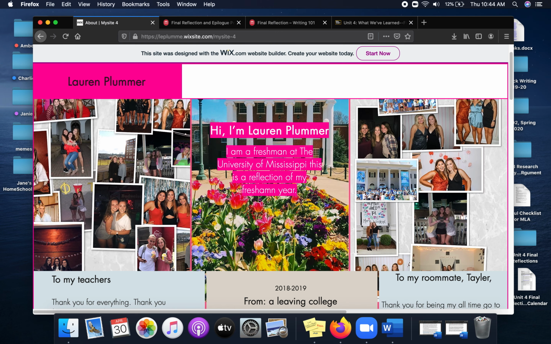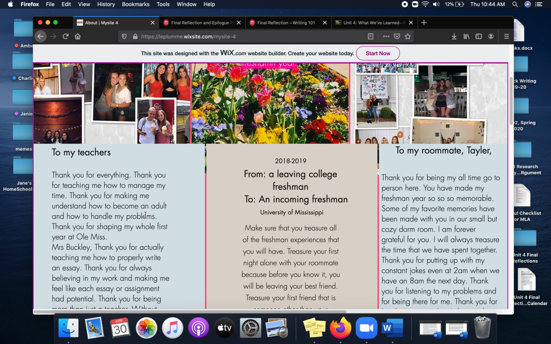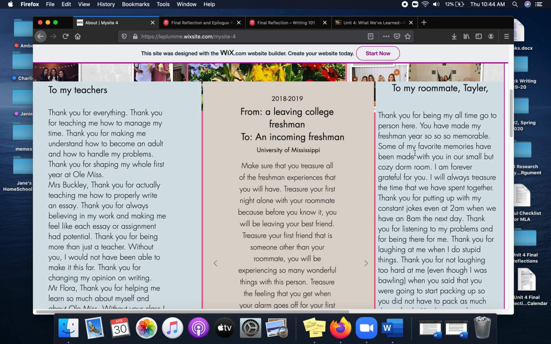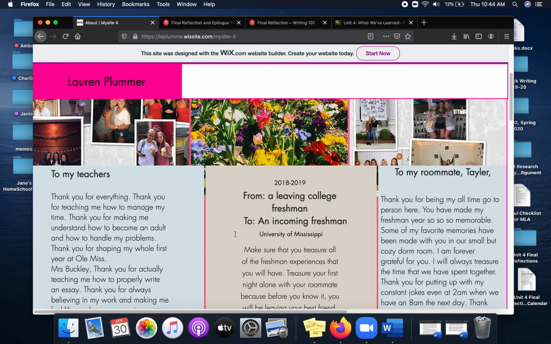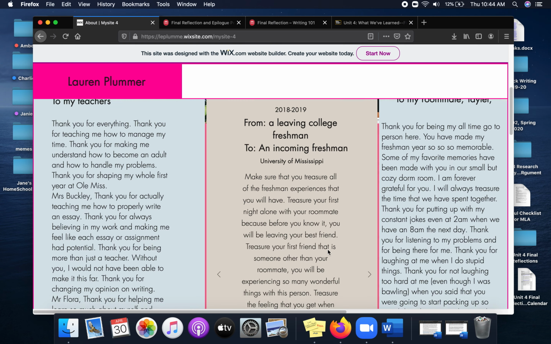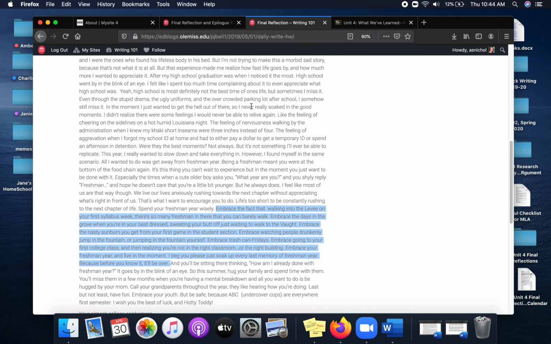She liked building websites. And she has pictures up here, and the way that she formatted her final reflection was really in a series of letters. So to my teachers, to my roommate, to my parents, to my sisters, and then this poem that she wrote in the center from a leaving college freshman to an incoming freshman. And so this was a really lovely way to approach the assignment, and very different and thoughtful, and I appreciated it.